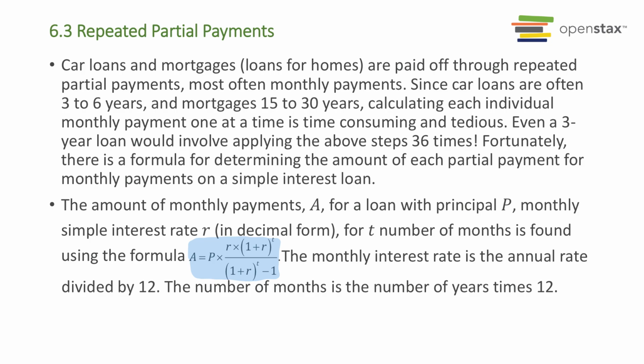So for this particular one, the amount of monthly payments A, so A is how much the payment is going to be. P is the principal and R is the rate. And then you've got this 1 plus R to the T, which is the number of months. That's different in this, so you've got to be careful with that. This is the number of months, and the monthly interest rate is the annual rate, so that APR divided by 12. And so this is the exact formula that you would use to figure out your car payment if you were going to make a car payment on something.